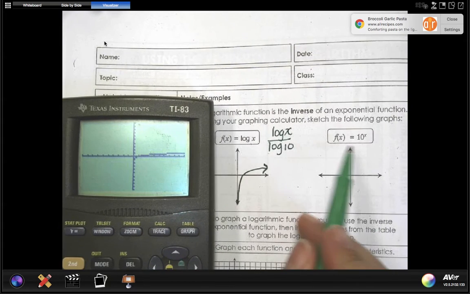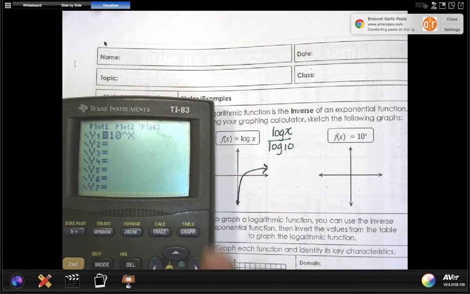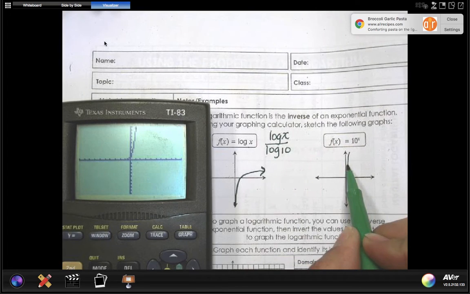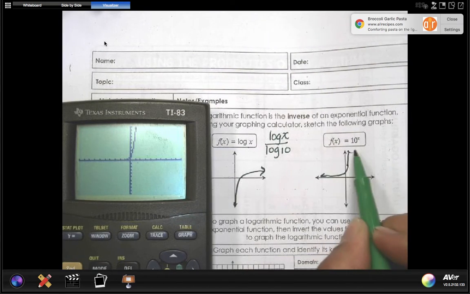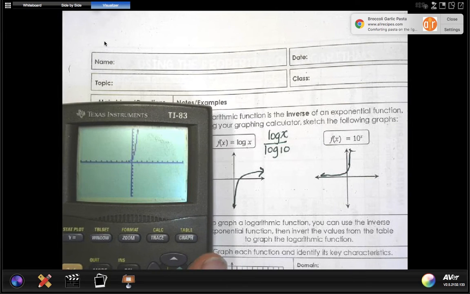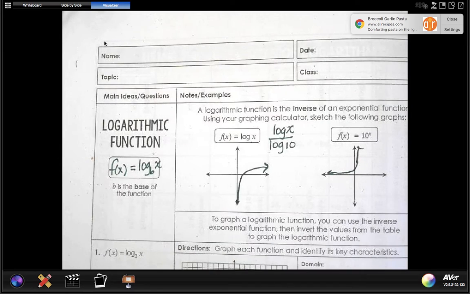If we take an exponential function and we go to y equals 10 to the x and we graph it, it looks like this. So they look pretty much the same shape, they're just going in different directions. So what these are is these are actually inverses of each other.